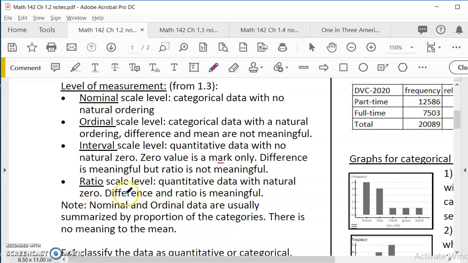I have $100 and you have $200. You have twice as much as me. Ratio, how many times, is also meaningful because zero means zero. Here, zero is just a mark.